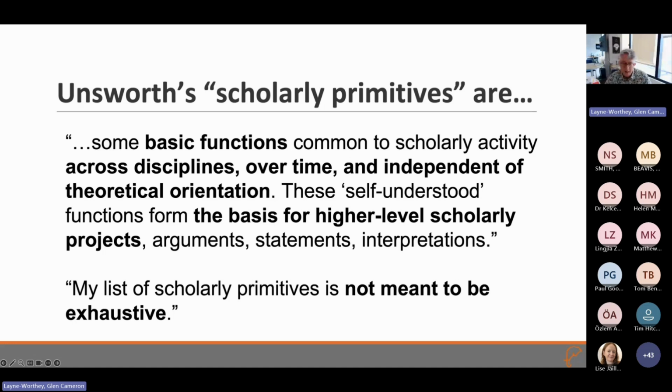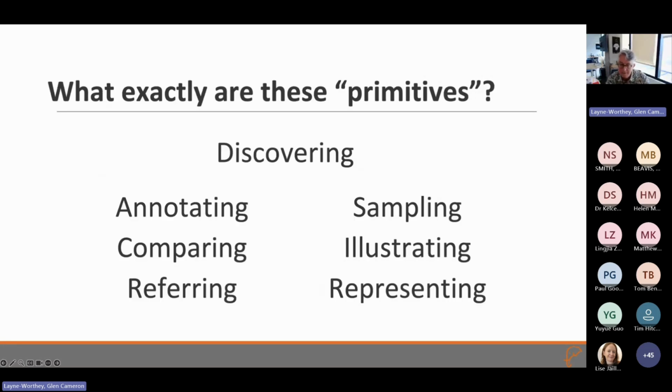People may take issue with this as anything really independent of theoretical orientation, but the idea and the set of scholarly primitives has been really generative for the digital humanities community. So Unsworth elucidated seven of these and was very careful to say that they're not meant to be exclusive. In his revisiting in 2020, he even acknowledged that some of them were possibly redundant or should have been combined. In any case, it's not gospel, but it's a very interesting set of primitives, activities that are common to scholarship. And these are they: discovering, annotating, comparing, referring, sampling, illustrating, and representing.